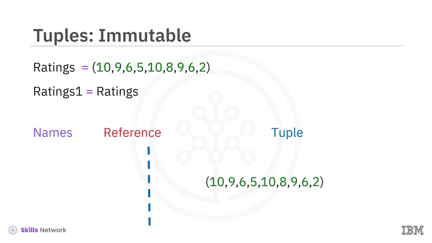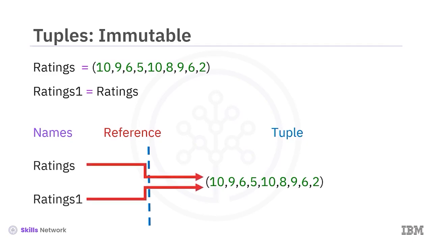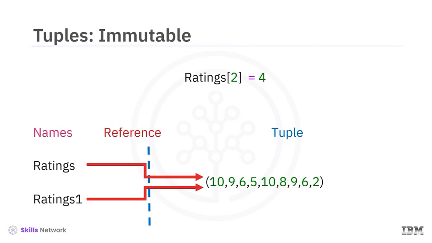Let's use the image to provide a simplified explanation of what's going on. Each variable does not contain a tuple, but references the same immutable tuple object. See the Objects and Classes module for more about objects. Let's say we want to change the element at index 2. Because tuples are immutable, we can't.